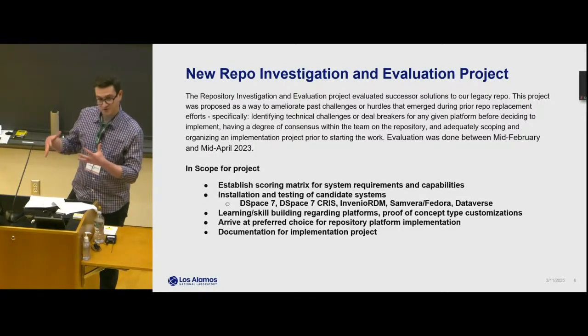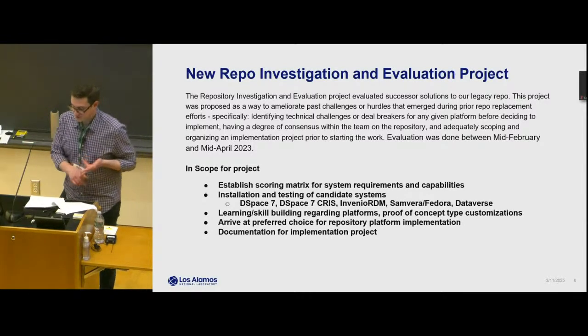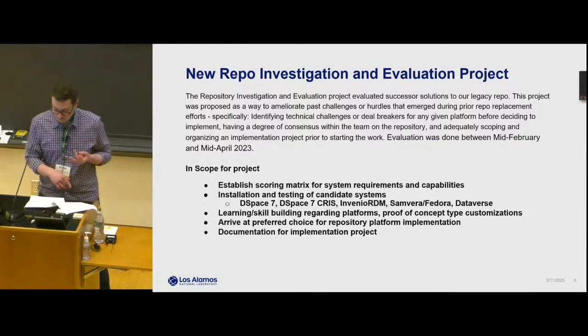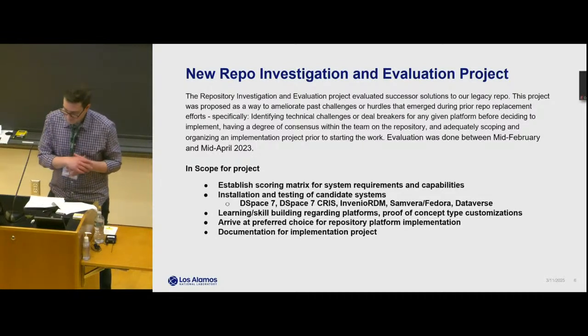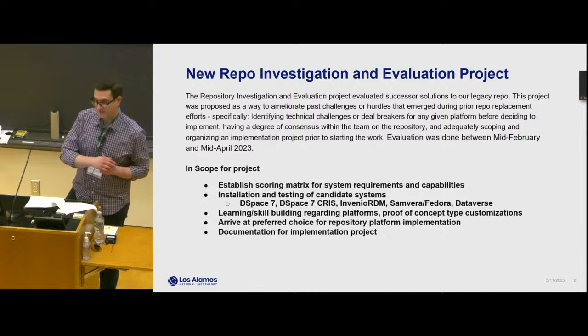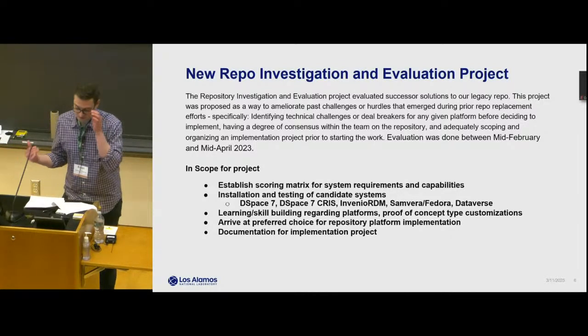We developed a scoring matrix for system capabilities and chose 5 candidate platforms: DSpace, DSpace Chris, Invenio RDM, Samvera Fedora, and Dataverse. And we would try some proof of concept customizations. Ideally, we'd arrive at a choice for a repository platform, document implementation requirements, all while building our skills and knowledge about these various systems.